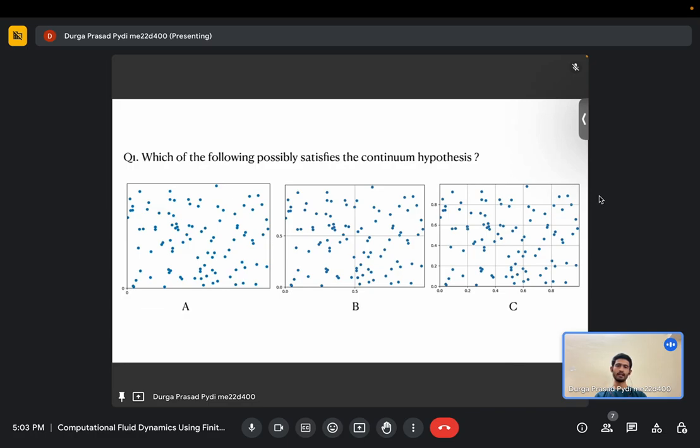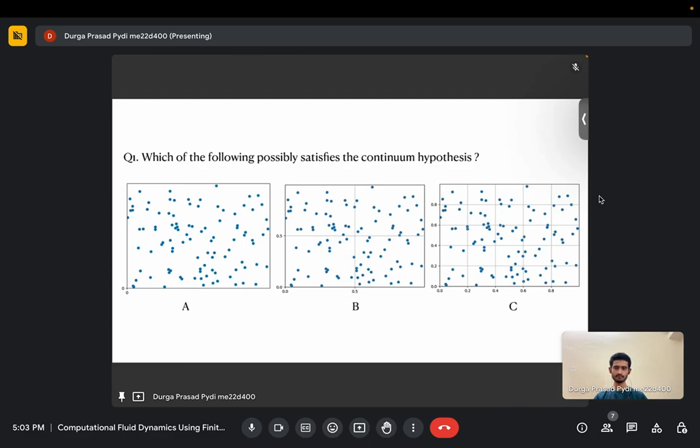So can any one of you briefly unmute yourself and describe what this hypothesis is, or maybe try to answer this particular question. Here I have shown 3 different images. So case A, B and C. In each case we will be taking 3 different length scales. So which one of these do you think satisfies the continuum hypothesis?